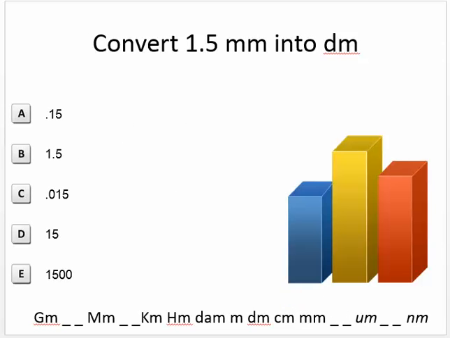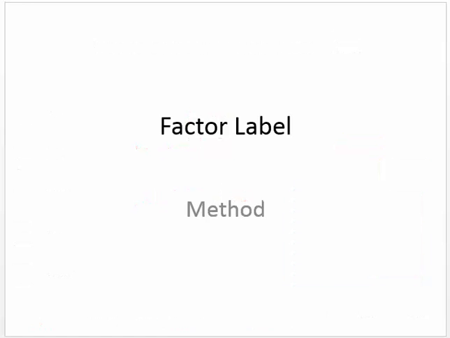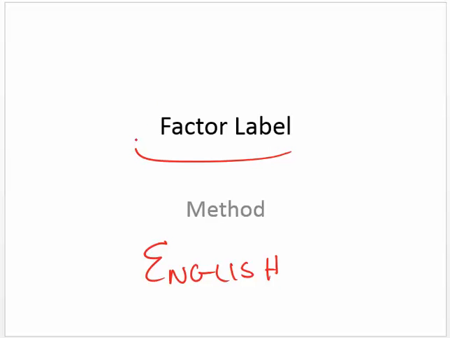Okay, I want you to do this one on your own. We get 0.015 decimeters. Okay, factor label method. This is what we have to do in the English system if we want to be able to convert. Now, a lot of you guys say you like the English system better, and that's just not true. You just don't know how to do anything in the English system. It's when we have to all of a sudden be able to convert that we don't like the English system. And the metric system is actually easier. Metric system is just moving the decimal. English system, we're going to have to learn this factor label method.